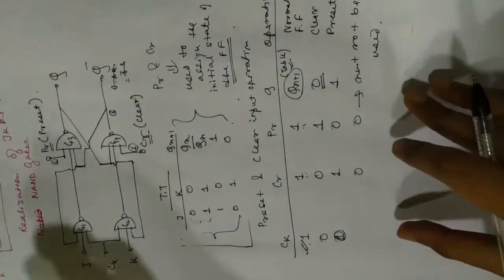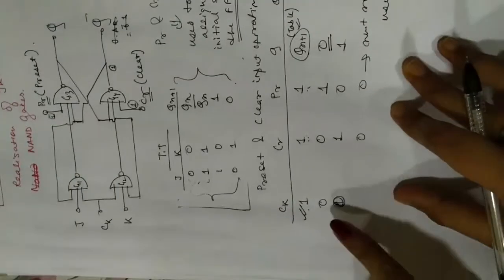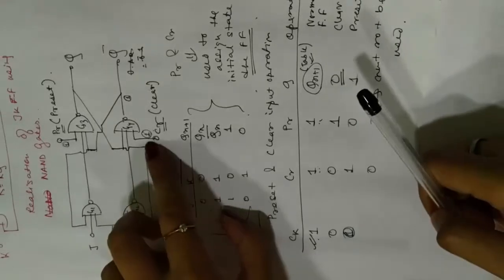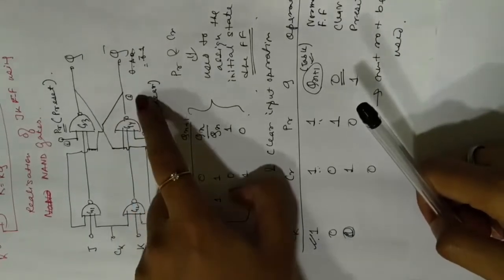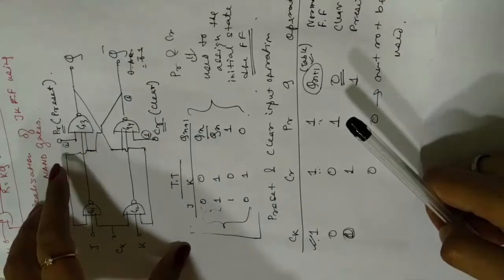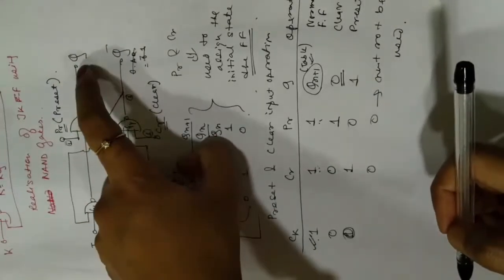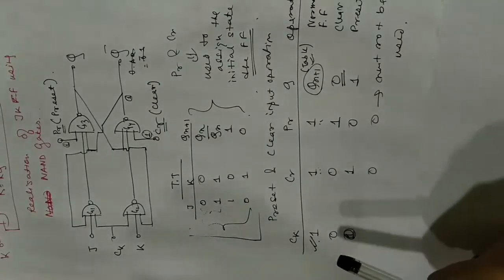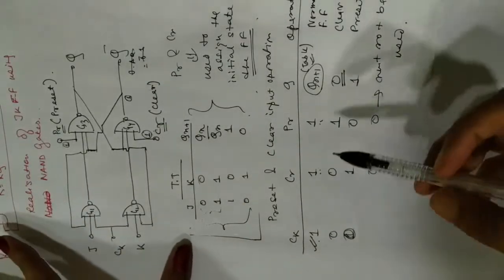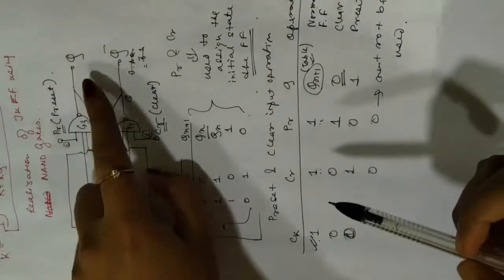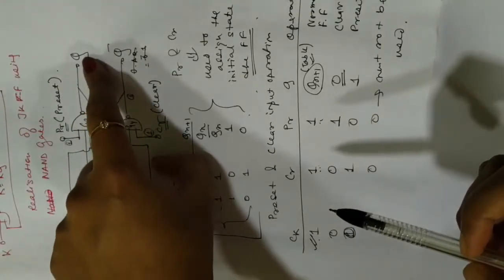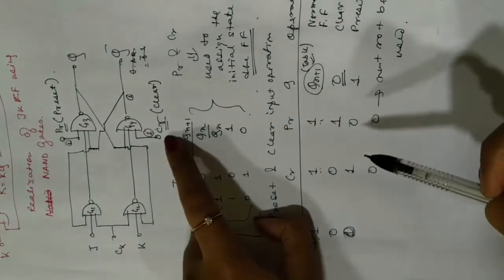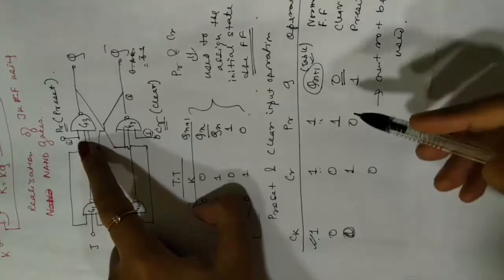So whatever your other inputs are, if you have a clock pulse or even if you do not have a clock pulse, if CR is 0, the output of the JK flip-flop will become, that means Q will become 0 and Q bar will become 1, whatever be the other state of the flip-flop. That means we can fix the output, we can assign the initial state equal to 0 by putting CR equal to 0 and PR equal to 1, right?